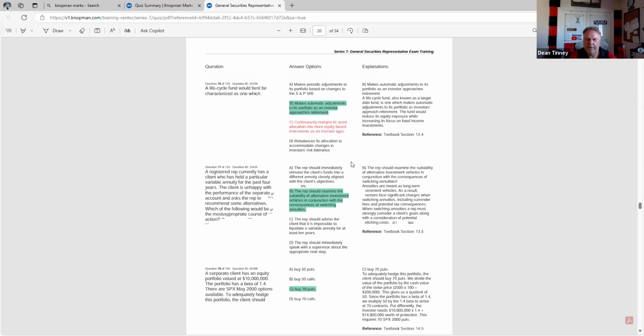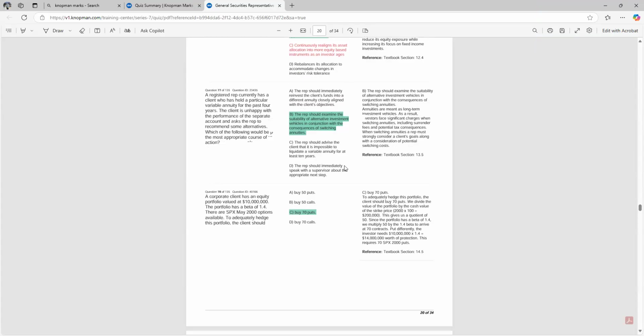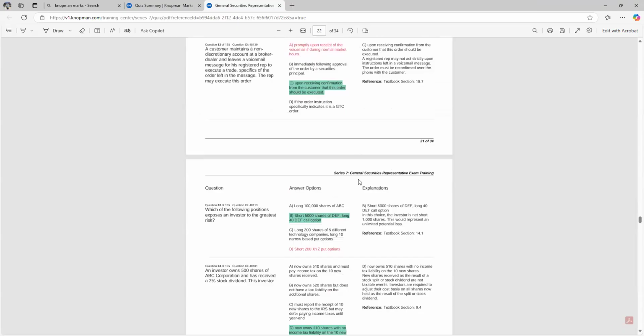How do we make the investor approaches retirement? So it's not their entire life, it's the retirement age. Retirement. Yeah, that's the target date. Darn.